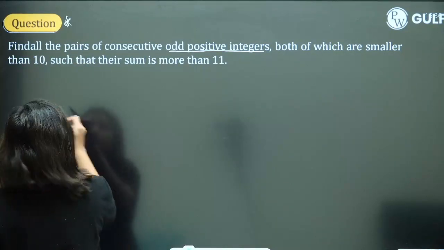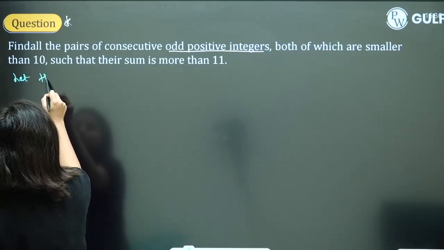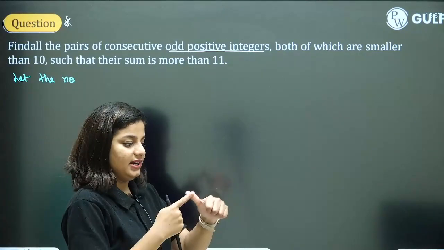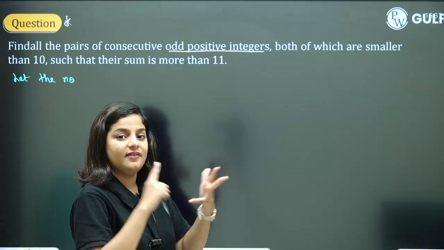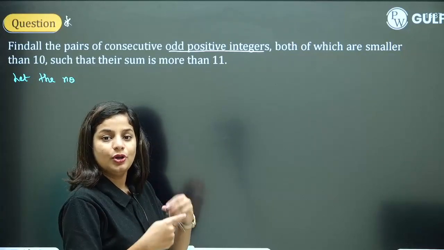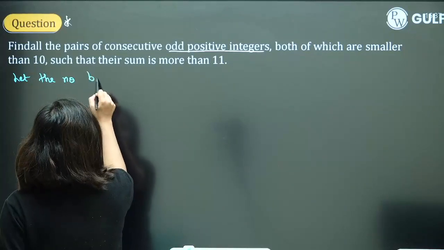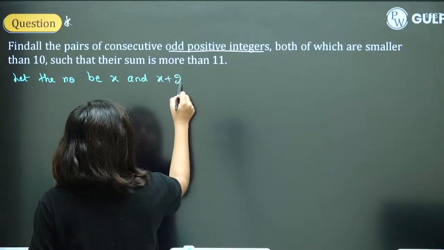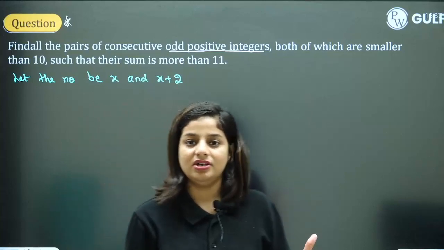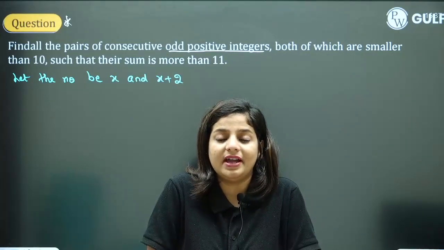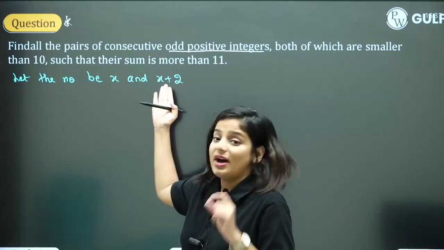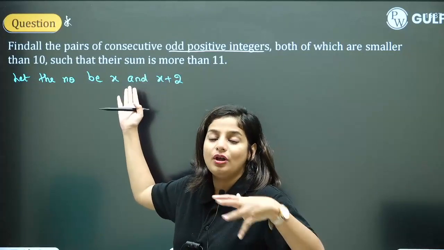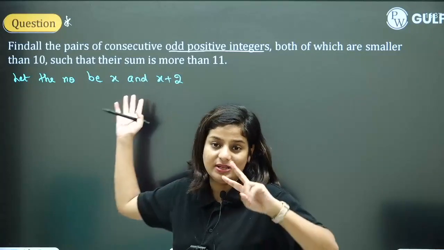Find all pairs of, so let the number, you want pair of consecutive odd numbers, like if one is 3, the other will be 5, next will be 7, 9, 11 and so on. So if I say let the number be x, one of the numbers is x, next number will be x plus 2, don't you agree with me? If one is 3, the consecutive odd number will be 5. x and x plus 2 are consecutive numbers. We have to find the value of all the pairs, x and x plus 2, which will satisfy the condition.